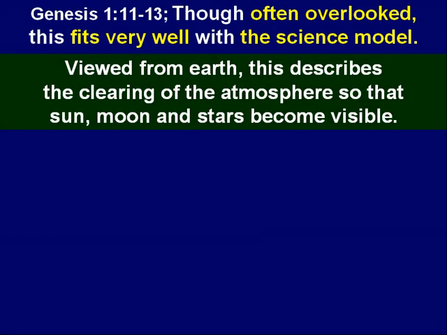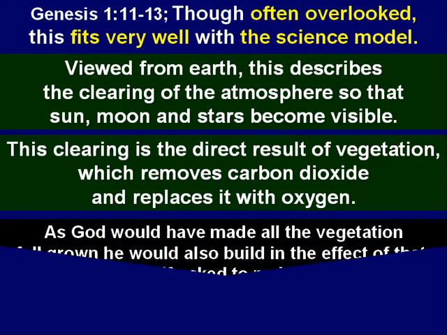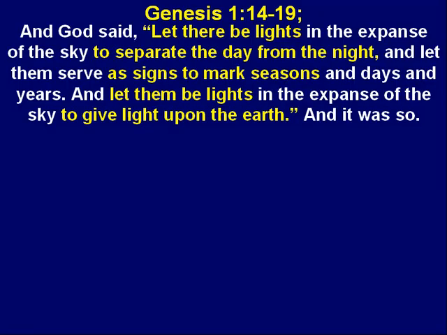Viewed from Earth, this describes the clearing of the atmosphere so that sun, moon, and stars become visible. This clearing is a direct result of vegetation which removes carbon dioxide and replaces it with oxygen. As God would have made all the vegetation full grown, he would also build in the effect of that. Just as we would if we asked to make a model railway of the 1950s, we would have the lights, the engines, and the dress of that time built in.